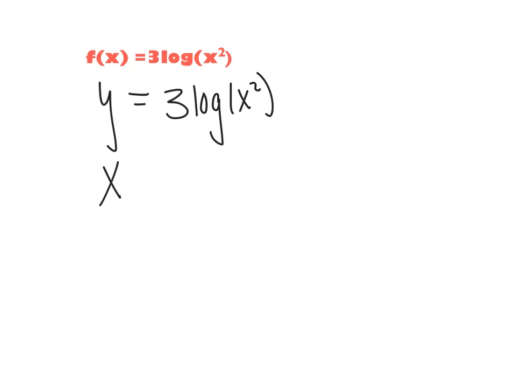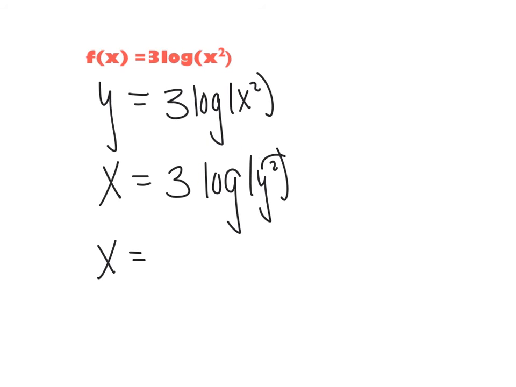And I'm going to switch those x's and y's. x equals 3 log of y squared. Now before I attempt to solve for y, you'll notice a log property is already hidden in there. You have an exponent in this log. And where do the exponents go? Well, law 3 says the exponent comes down in front. So this is actually x equals, if I bring that 2 down, 3 times 2, which is 6 log of y.